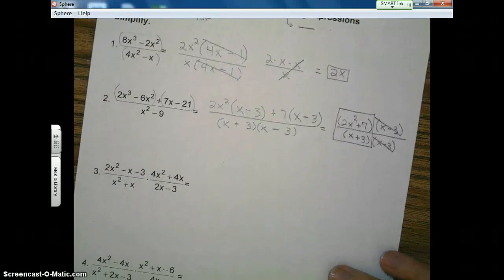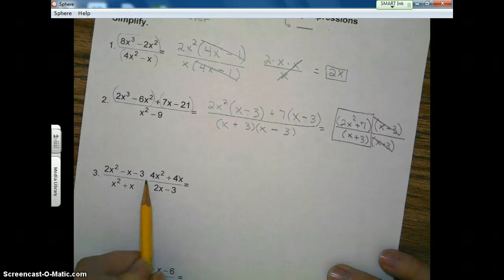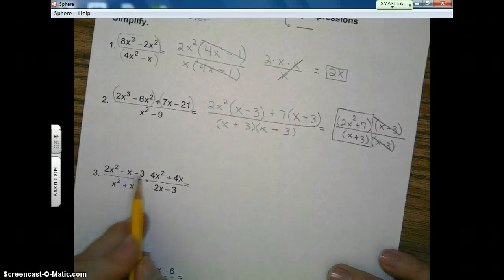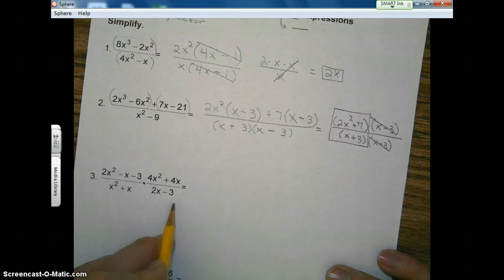Moving along, number 3. All right, now we're jumping in. The dot means to multiply. So before we want to do that, we want to factor everything. We want to factor everything. So let's start by factoring this.